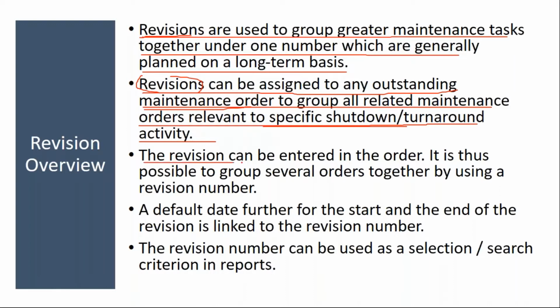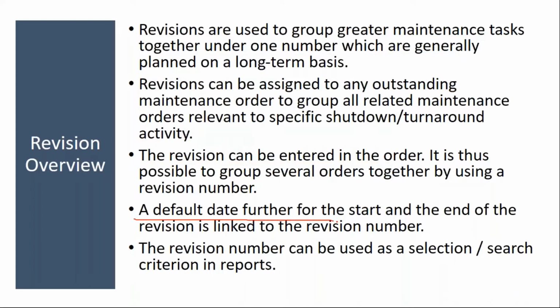The revision is normally entered in the order. It is thus possible to group several orders together by using a revision number. That's right. So to group the several orders, you enter that revision in all those orders. A default date for the start and the end of the revision is linked to the revision number. So in the revision, you enter the start and end date of the shutdown period: when the shutdown is going to start, when the shutdown is going to end.